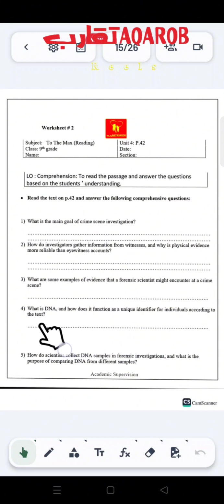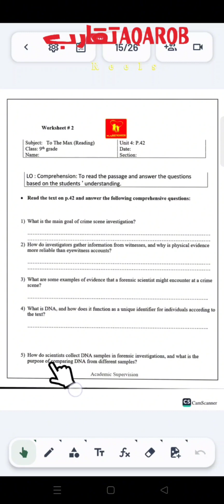Question number 4. What is DNA and how does it function as a unique identifier for individuals according to the text? So, DNA is a microscopic code present in all human cells, containing details about individuals such as appearance, handedness, and height. It serves as a unique identifier with each person having distinct DNA, except for identical twins.